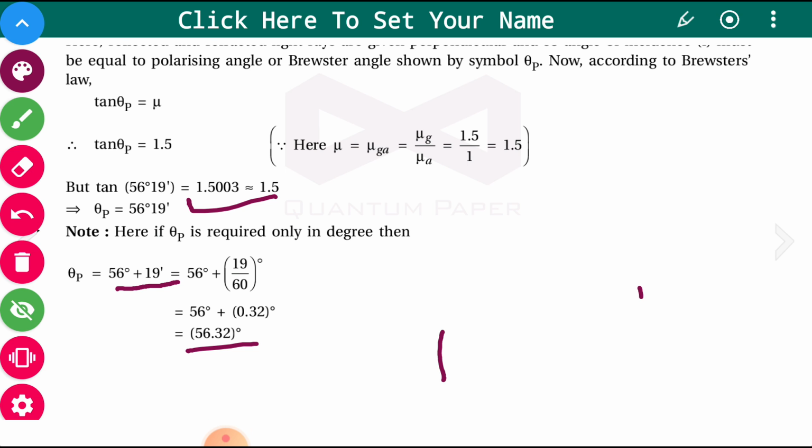So here our examples are getting over. Try to write this two to three times in the notebook and practice. Thank you very much.